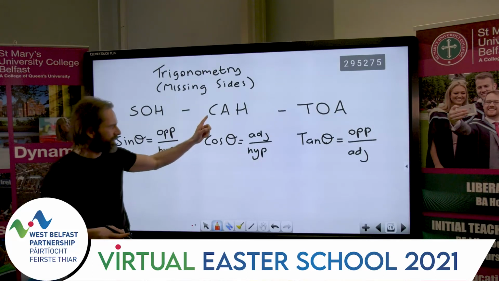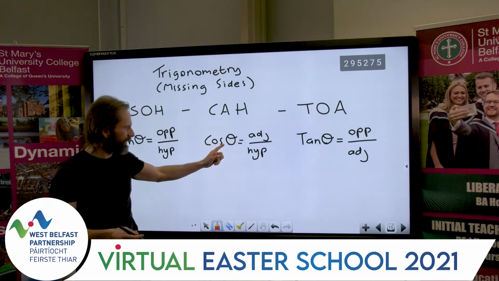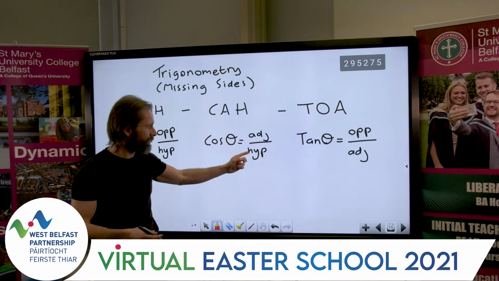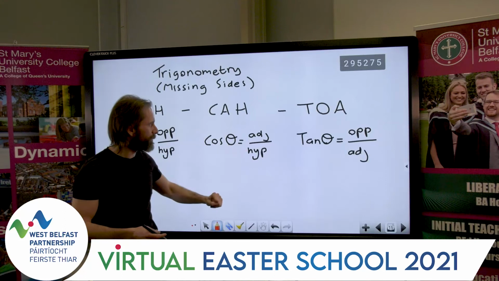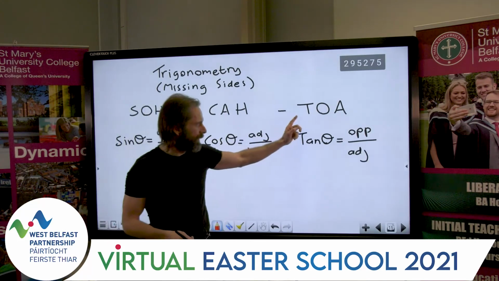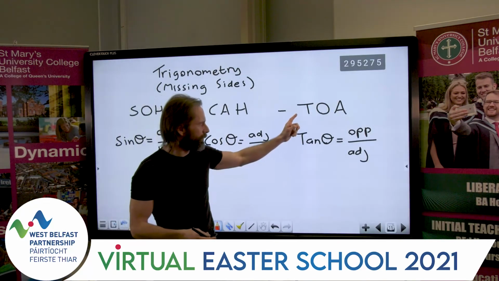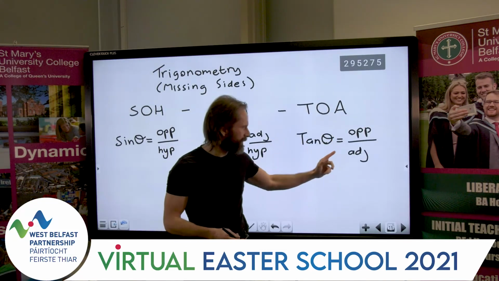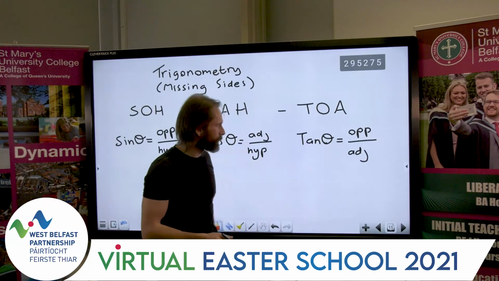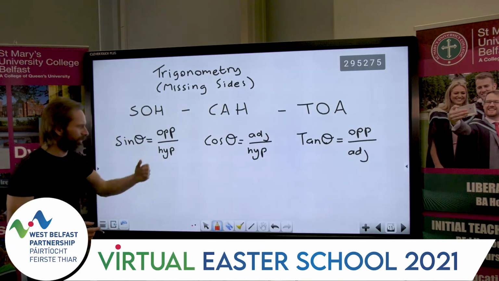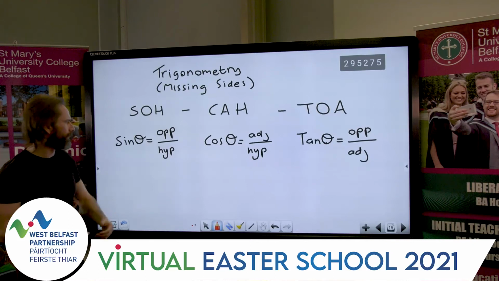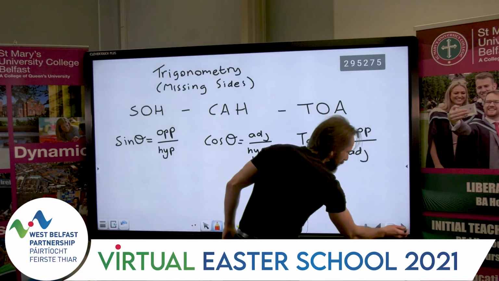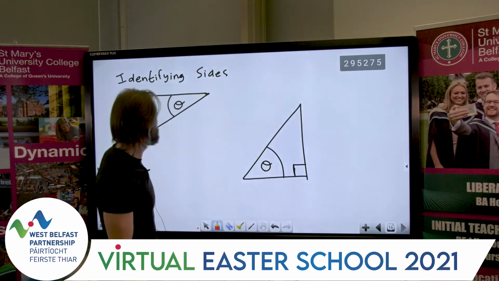CAH, for C, A and H: cos theta, again the angle that we're working with or trying to find, equals adjacent over hypotenuse, so that's the adjacent side over the hypotenuse. The last one then being TOA: tan theta equals the opposite side over the adjacent side, so TOA. So that is how we remember the three different formulas, SOH CAH TOA, sine, cos and tan, and their three associated formulas.